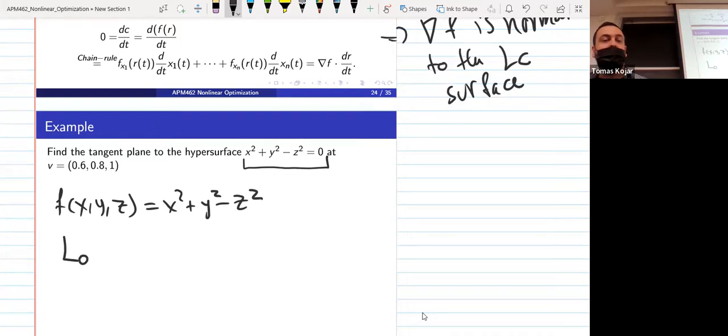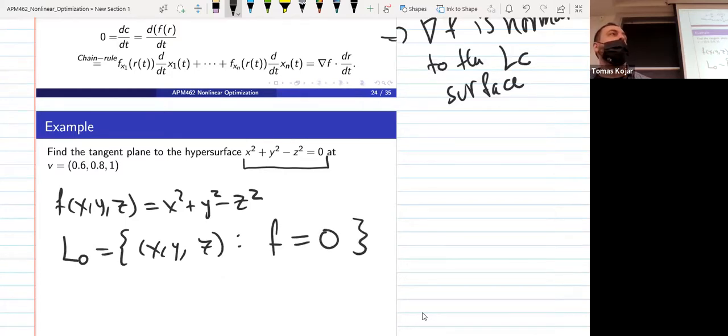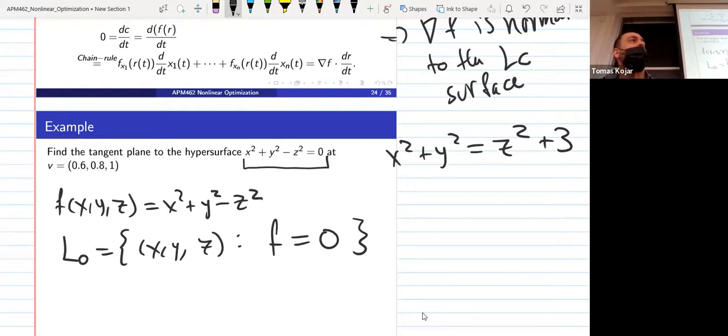And so we're looking at L0: x, y, z such that F is 0. Yeah, we might be sneaky, right? We might give it to you in different versions. We might write it like this, or like this, and you have to separate it.